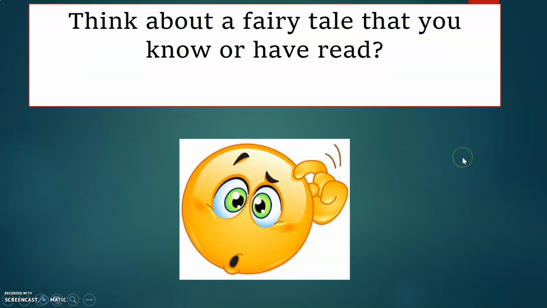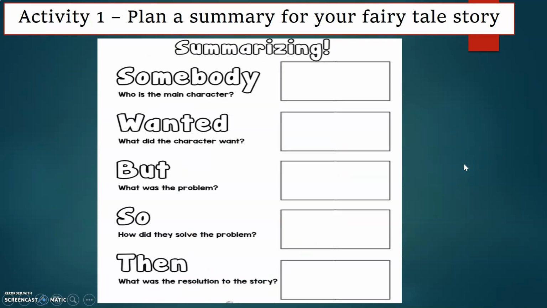Now, think about a fairy tale that you know or have read. Then, write a summary for it. First, write who are the characters in the story. Then, what they wanted to do. Third, what was their problem if they have encountered a problem. Then, fourth, so how did they solve the problem? And then, what was the resolution to the story? How they were able to solve the problem? And what will be your ending?